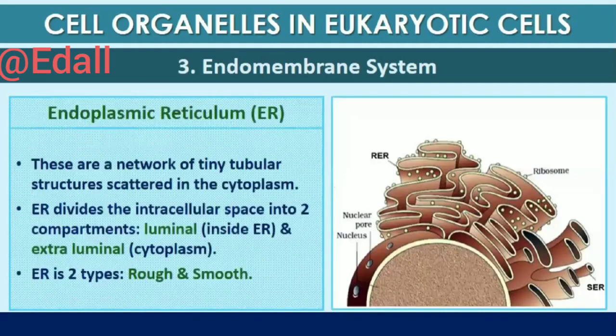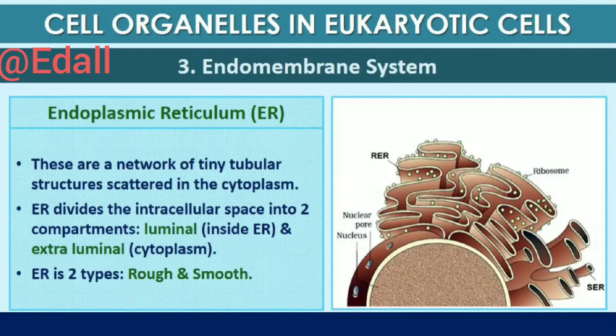8.5.3.1 The endoplasmic reticulum. Electron microscopic studies of eukaryotic cells reveal the presence of a network or reticulum of tiny tubular structures scattered in the cytoplasm that is called the endoplasmic reticulum. It divides the intracellular space into two distinct compartments, that is, luminal, inside, and extraluminal, cytoplasm, compartments. The ER often shows ribosomes attached to their outer surface.